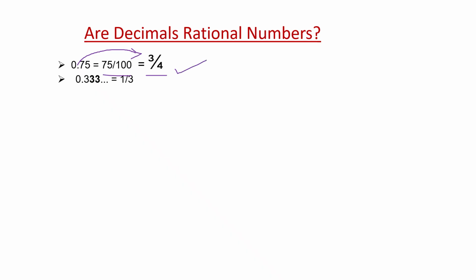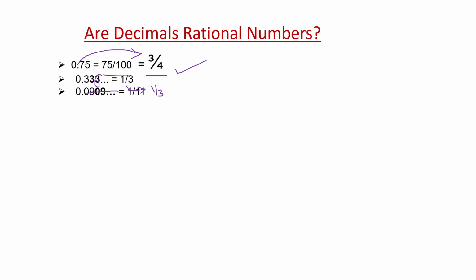Next one, 0.333. Now this one looks different. It goes on forever. But notice the pattern. It repeats the same digit 3 again and again. Decimals that repeat like this are still fractions because we can write it as a fraction, 1 by 3.